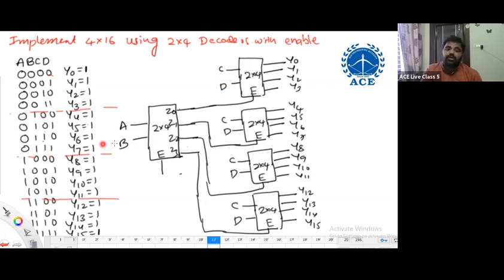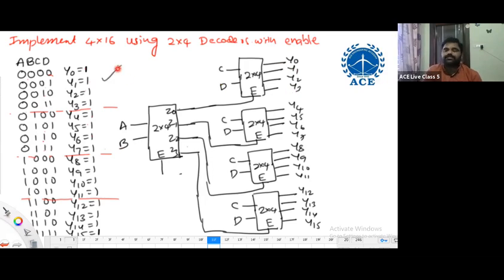When AB is 0, 0, Z0 is 1. This is enabled depending on CD. 0, 0, Y0 is 1. 0, 1, Y1 is 1. 1, 0, Y2 is 1. 1, 1, Y3 is 1. So when AB is 0, 0, depending on CD, 1 of Y0 to Y3 is 1.